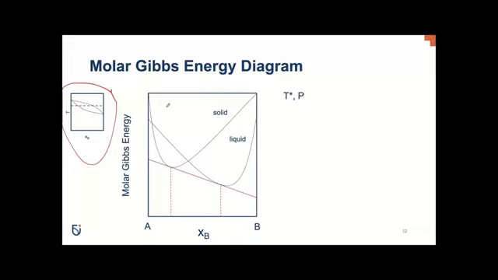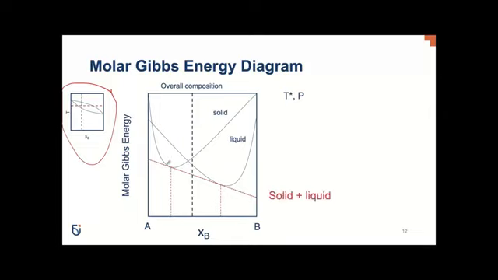The tangent line between those two molar Gibbs energy curves corresponds to the equilibrium state. Now, the overall composition of the system, as represented by this vertical dashed line, can be used as a graphical means of determining the relative proportions of the solid and liquid phases. That's given by the lever rule.